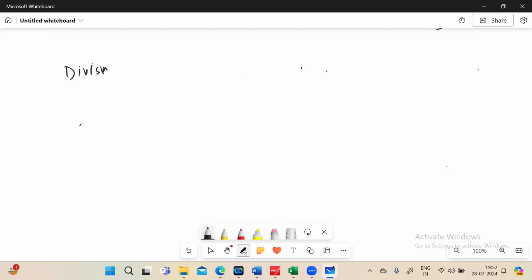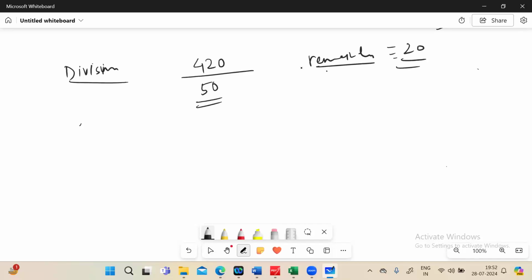So what happens when division is being done? Let's say I have a number 420, and we are dividing the same number by 50. So what is the remainder here? 20. Very good.